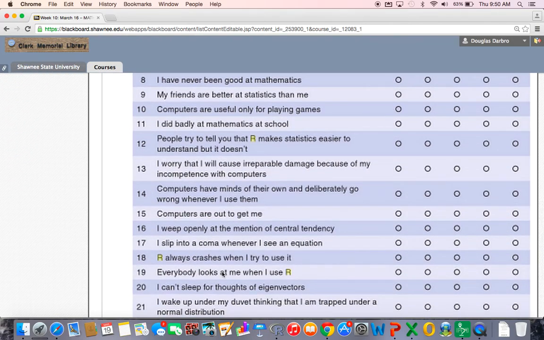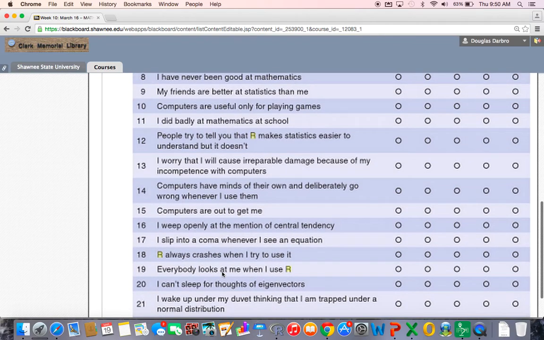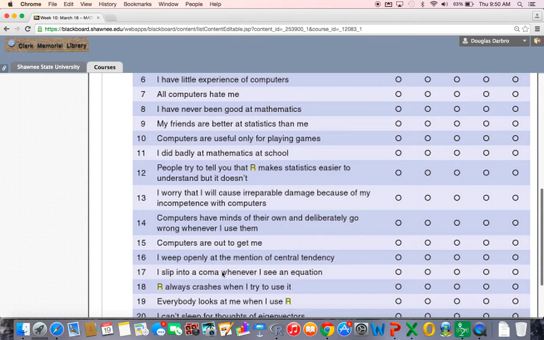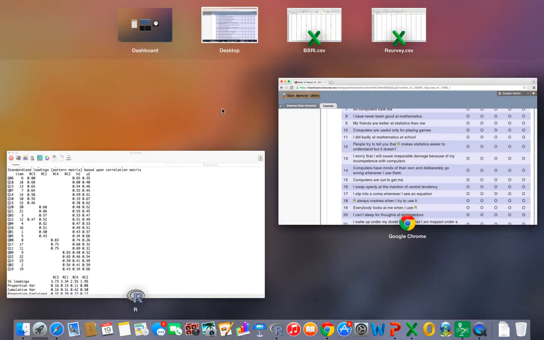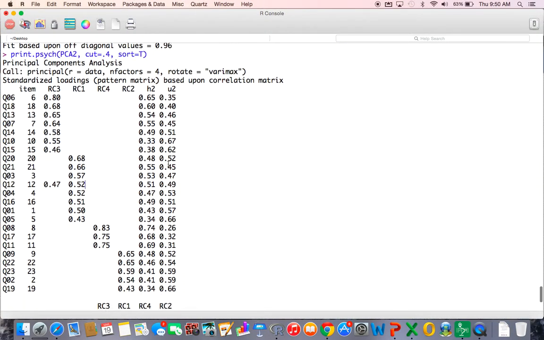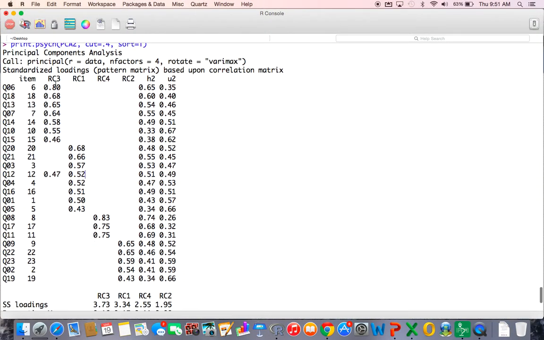So I'm going to call this a peer, a friend, if you will, a peer evaluation. How the subjects think about kind of peer perception. Let's go on through the next one because this turns out to be kind of the hardest part. Let's look at component number 3. So I'm going to write these down. So 6, 18, 13, 7, 14, 10, and 15.